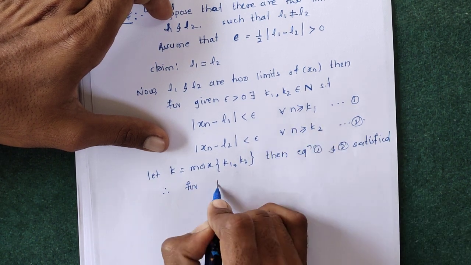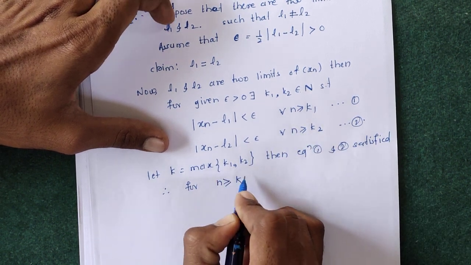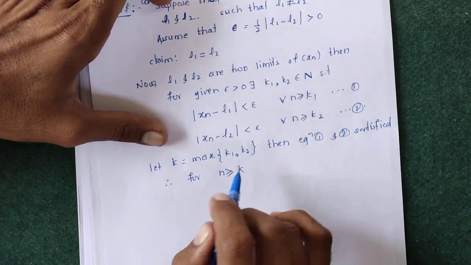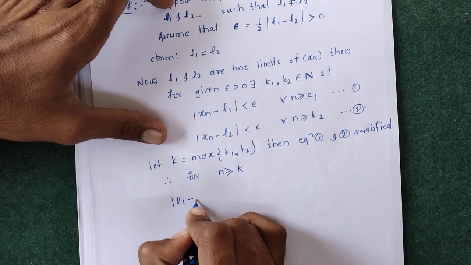for n greater than or equal to k, we can apply the triangle inequality on mod of L1 minus L2.